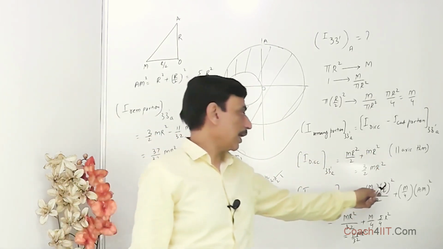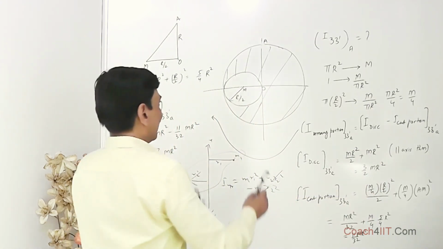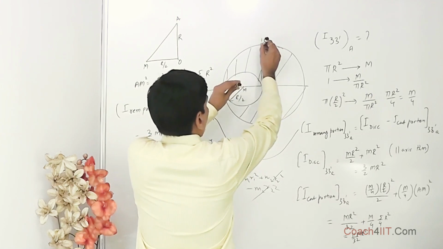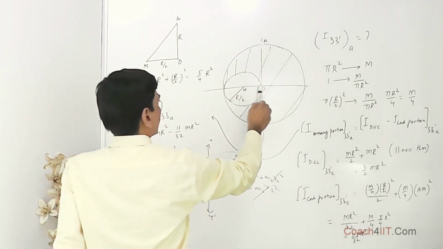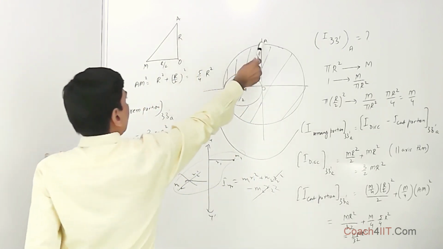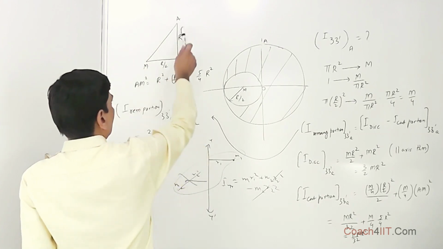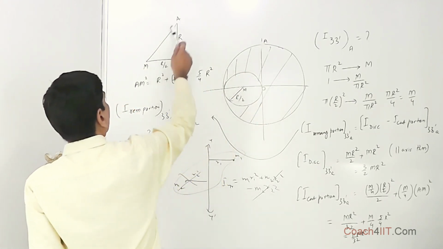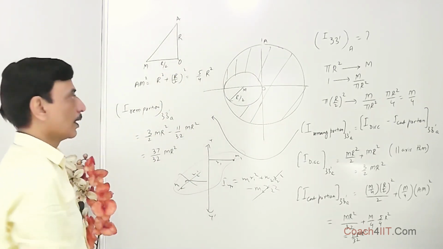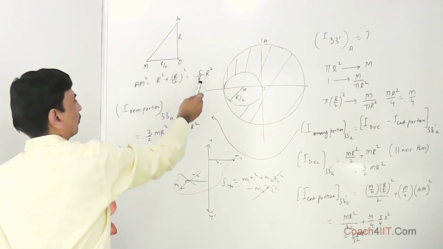That is m by 4 into (r by 2) square by 2 plus, that is the parallel axis theorem, m into x square, mass of this into the distance AM. If we draw this triangle, that is A is here, M is here, O is here, so this we have to find out. So this is r, from here to here is r, from here to here is r by 2. We can find this using the Pythagoras theorem, which comes out to be AM square is equal to r square plus (r by 2) square is equal to 5 by 4 r square.